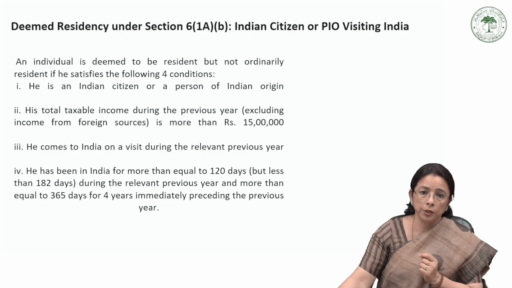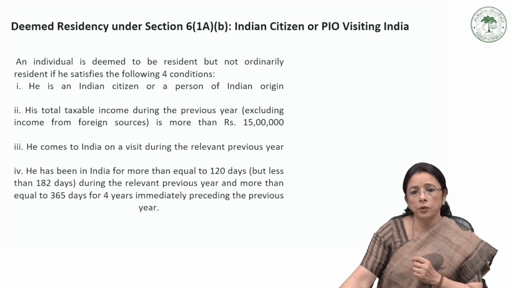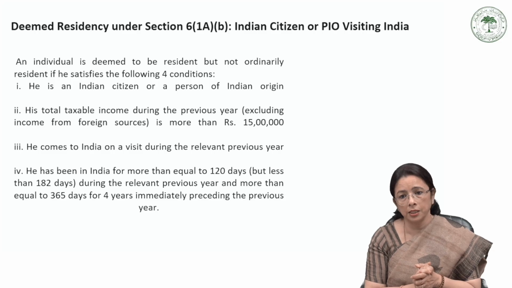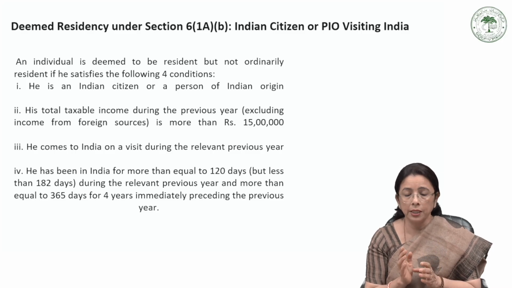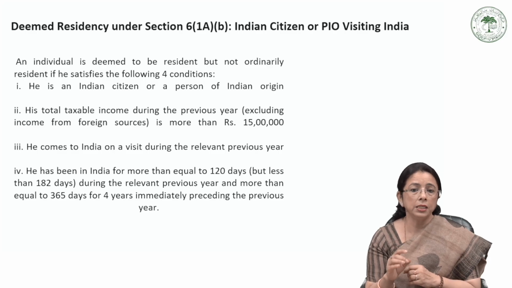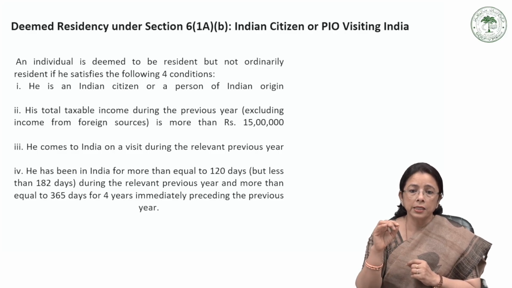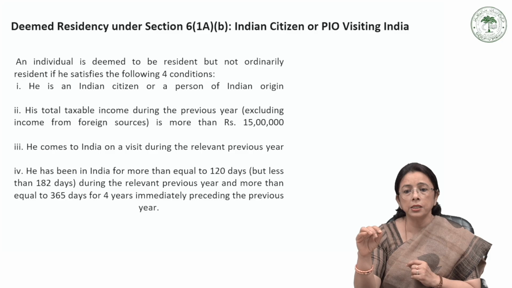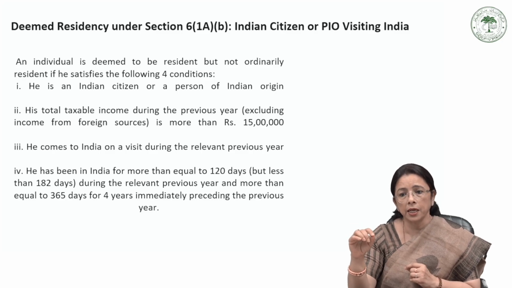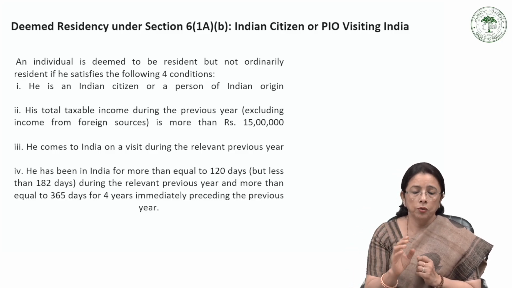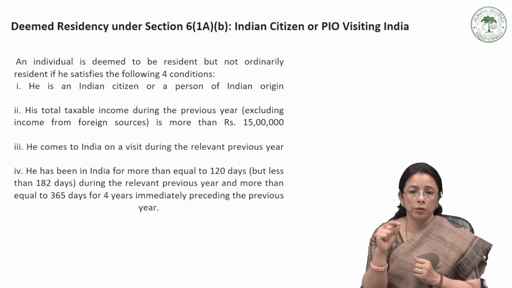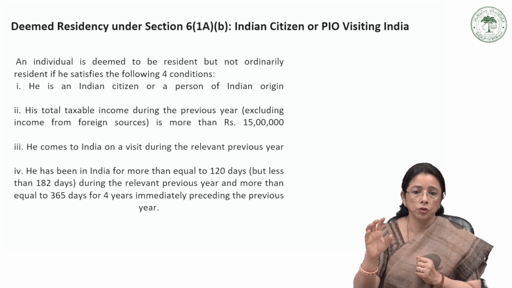These are the points. I hope the conditions are clearer now. So we can say that such an individual, though physically present in India between 120 to 181 days, will be treated as resident but not ordinarily resident if the above conditions are met. If the stay exceeds 182 days, they will be treated as a resident under the normal rules.